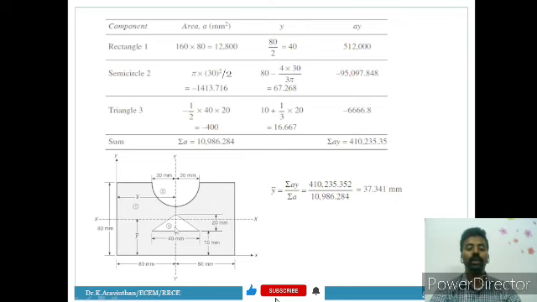So 10 plus 1/3 of height. What is the height? The height is 20 mm. So 10 plus 1/3 of 20 mm. So you will be getting this. Finally, if you multiply, you will be getting sum of ay and sum of a. If you divide this, you will be getting 37.34 as y bar. And x bar, you already know, is 80 mm due to the symmetry.